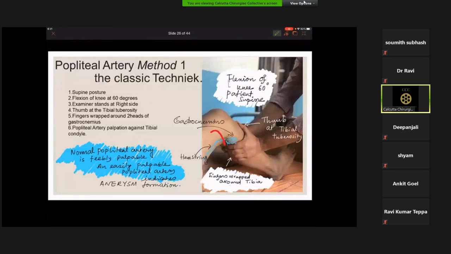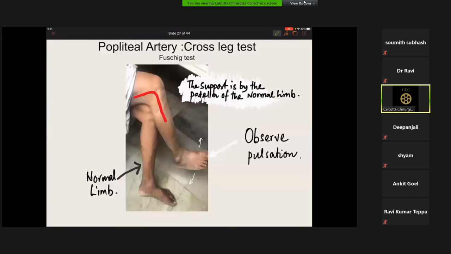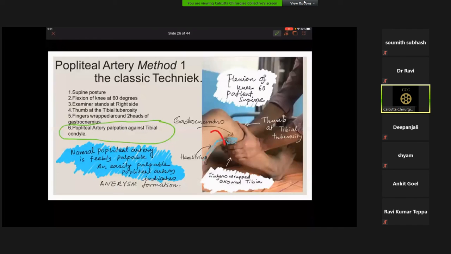Popliteal artery, this is the classical technique. The patient lies supine. You wrap your hands around the trunk of the gastrocnemius and palpate against the tibial condyle, which is a very, very difficult procedure to do. The normal popliteal artery is seldom palpable. Please remember that. Now, the next test for the popliteal artery.